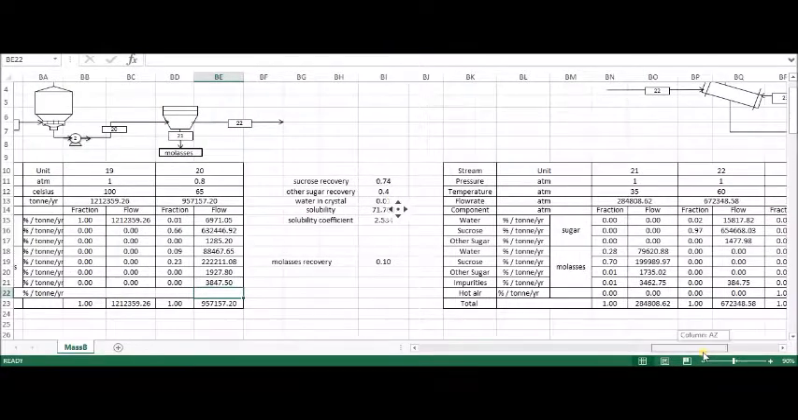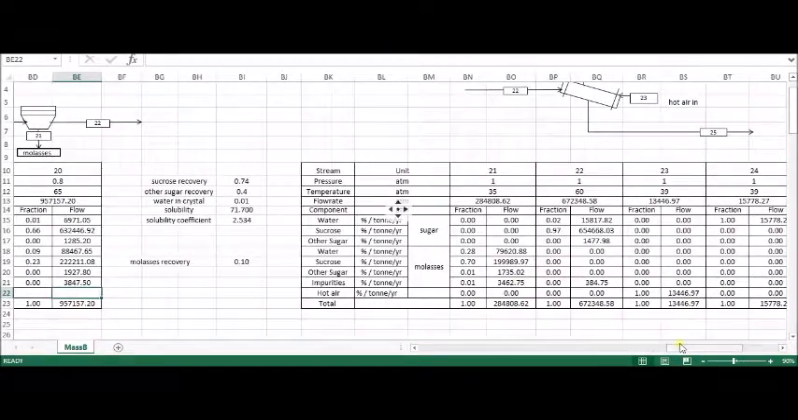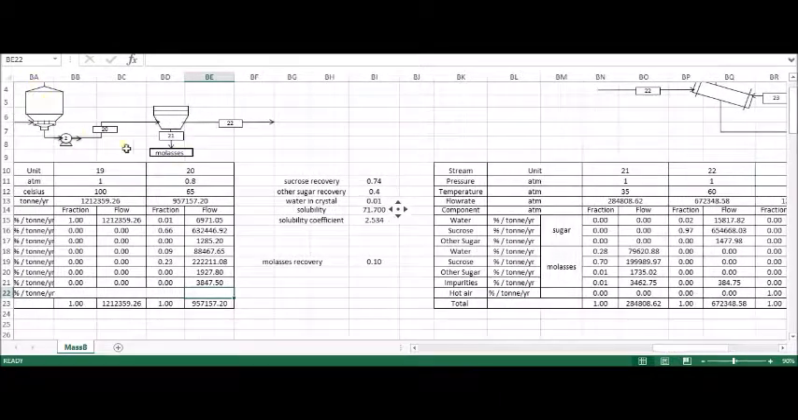Our separator has streams 20, 21 and 22. Stream 21 is the molasses. Also from the separator we have a 0.1 molasses recovery percentage. So here we have 0.9 molasses, and here we have sugar plus 0.1 molasses.